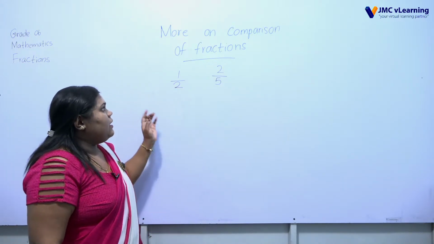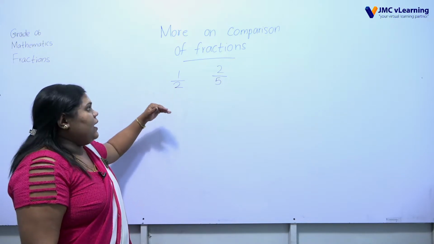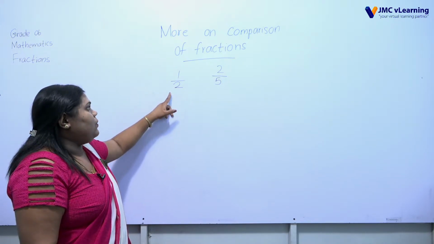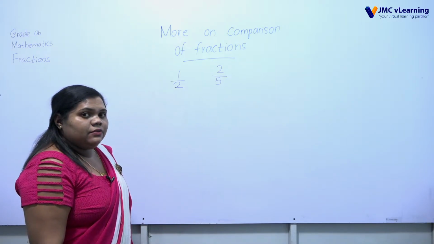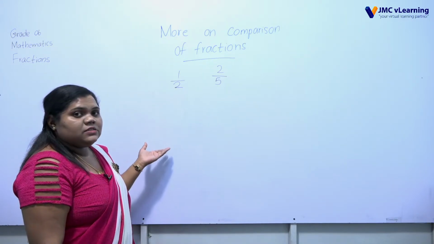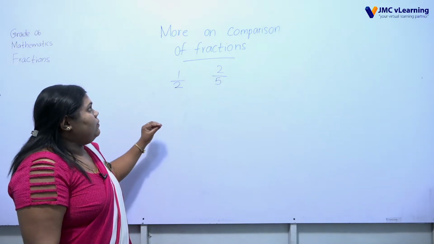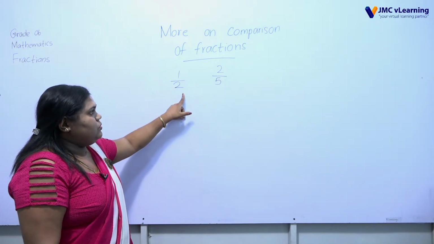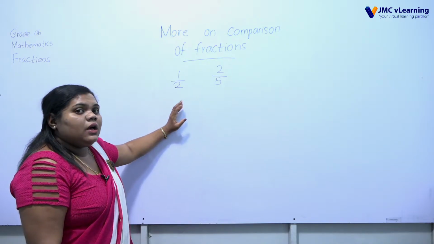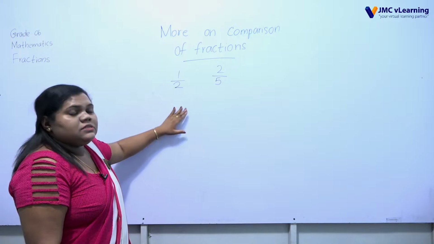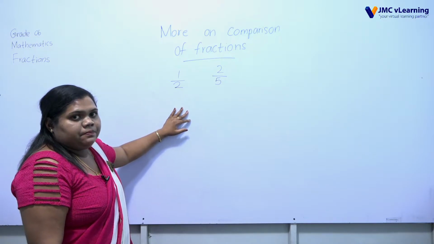Now tell me, how can we compare these two fractions? Do you have any idea for that? Earlier we have discussed about those things, no? So now we have 2 different denominators and 2 different numerators. So how can we compare this type of fractions?